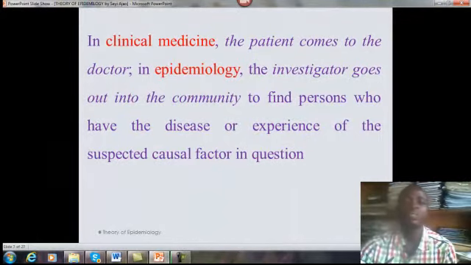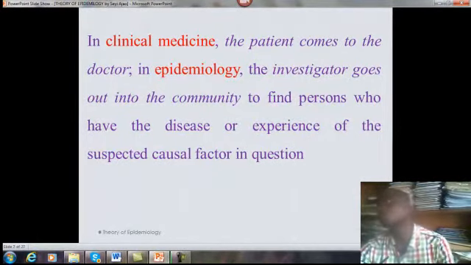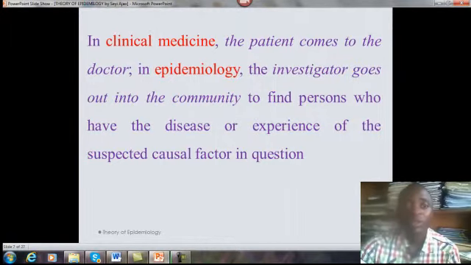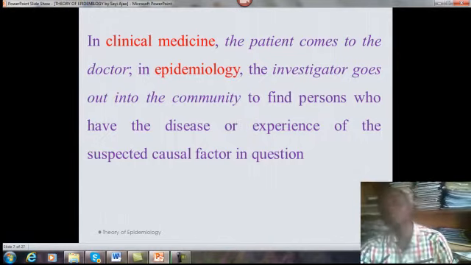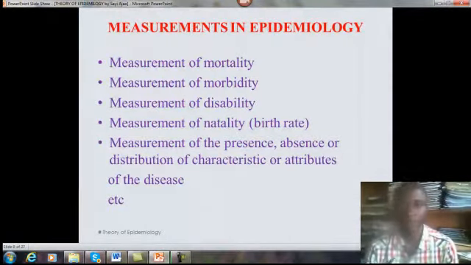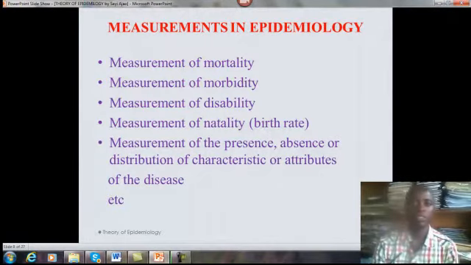In clinical medicine, the patient comes to the doctor. Of course, when you are sick, you go to the doctor in the clinic. In epidemiology, the investigator goes out to the community to find persons who have the disease or experience of the suspected causal factor in question. So we have measurements in epidemiology.